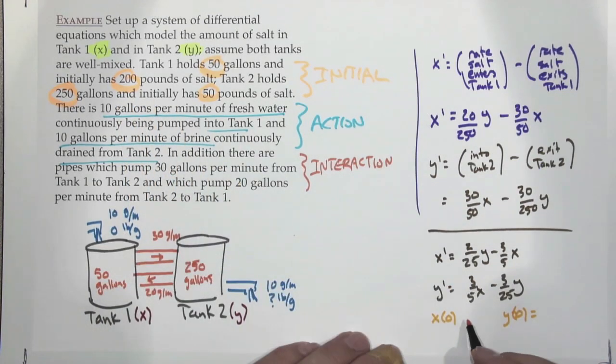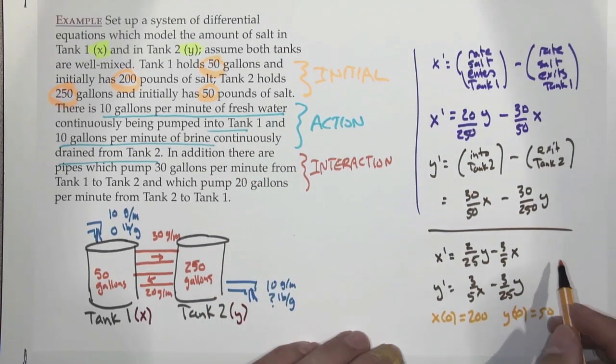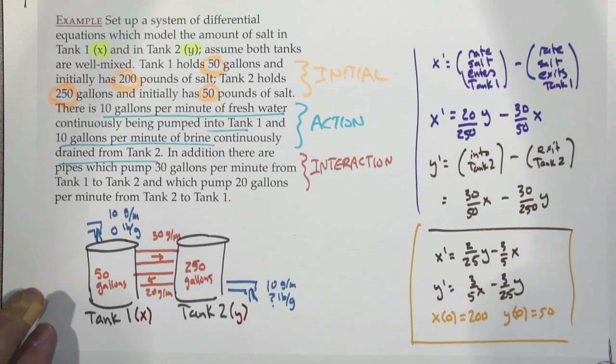200. How much is there initially in tank 2? 50. And there we go. There's our differential equation. And now off to the races to solve. Well, okay, that's next time. Or maybe in 20 minutes. Whichever one comes first.